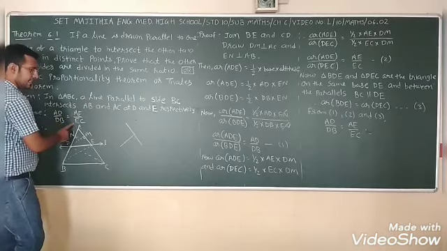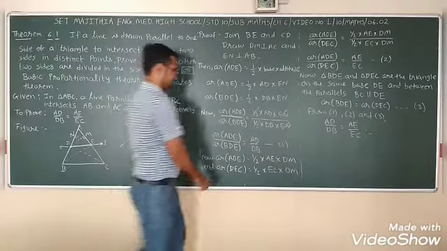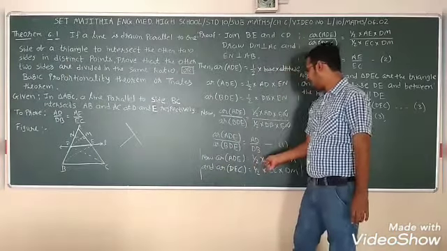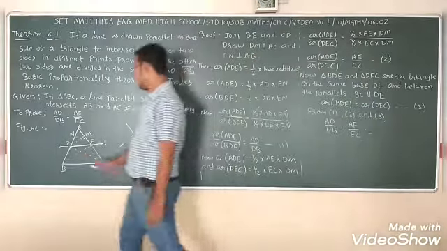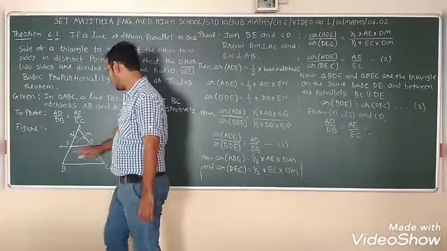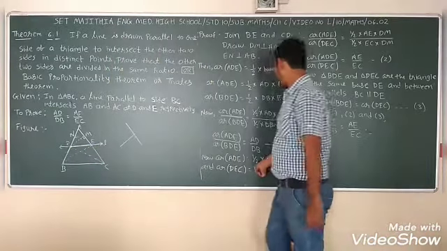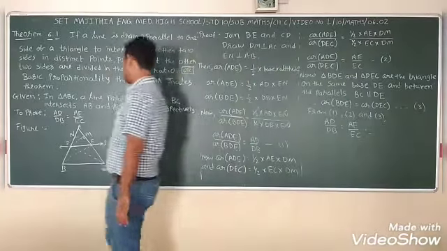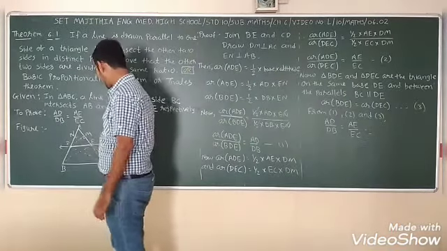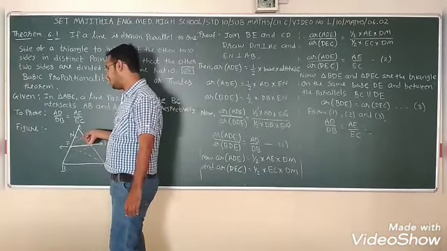Now I need AE and EC. For AE, area of triangle ADE is 1 half AE into DN. Again for triangle DEC, I need this altitude: 1 half EC into DN. So the base becomes EC, and that is our altitude.